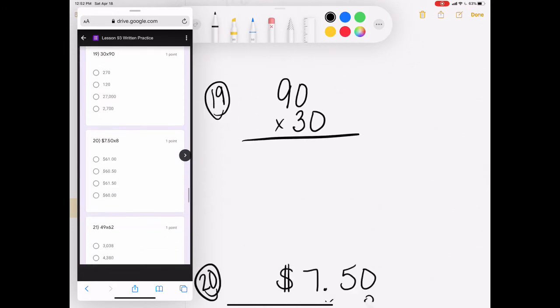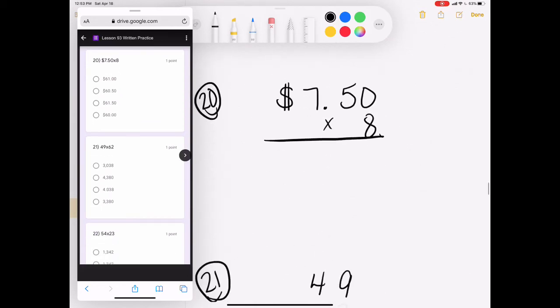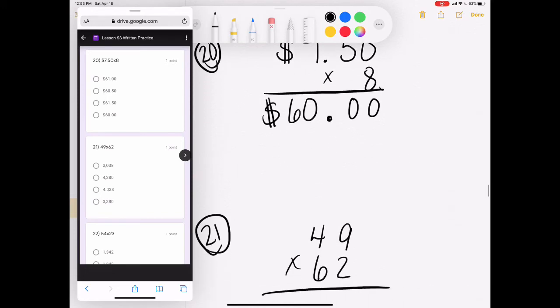Number 19. Let the 0 hang over the edge. Just put it in your answer. 3 times 0 is 0. 9 times 3 is 27. So you have 2,700 on number 19. 20. $7.50 times 8. 0. 5 times 8 again. 40. 7 times 8 is 56. Plus 4 is 60. Remember, 2 decimal places and your dollar sign. So this is exactly $60.